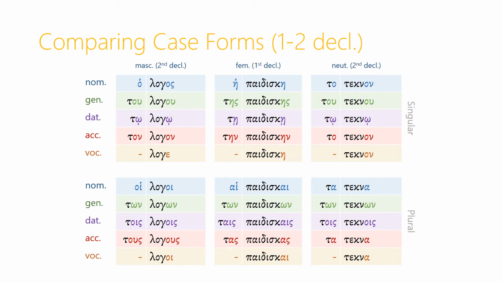In the neuter second declension, you can see again that while the nominative and accusative forms are different than the masculine second declension, the genitive is still tou teknou, just like tou logou, and the dative is to tekno with the subscript, just like the dative to logo. In the plural, again, we have tois teknois.